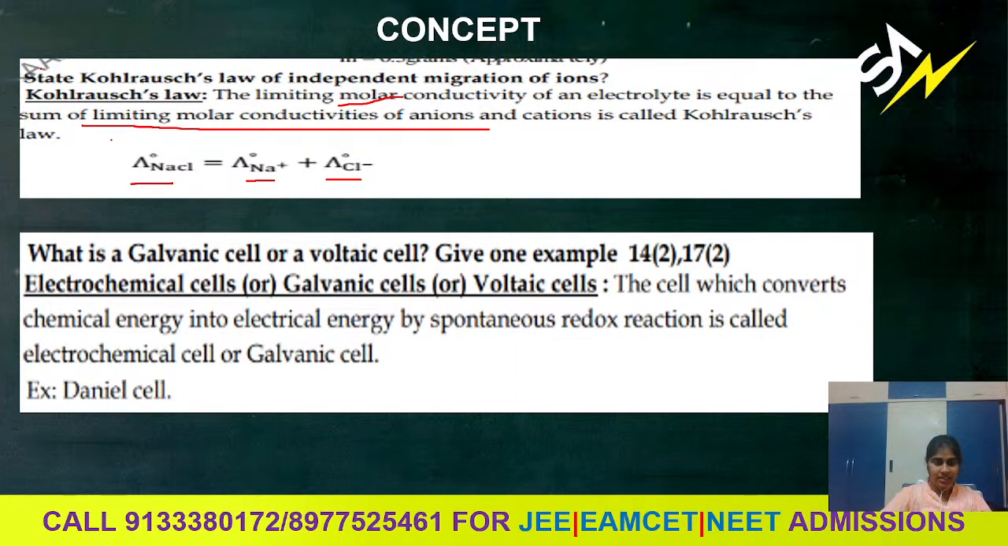If we take the electrolytic solution of NaCl, or salt solution, what happens? Here the limiting molar conductivity is equal to the molar conductivities of its ions. In NaCl we have Na plus and Cl minus ions, that is, lambda naught of NaCl is equal to lambda naught of Na plus plus lambda naught of Cl minus. This is about Kohlrausch's law.